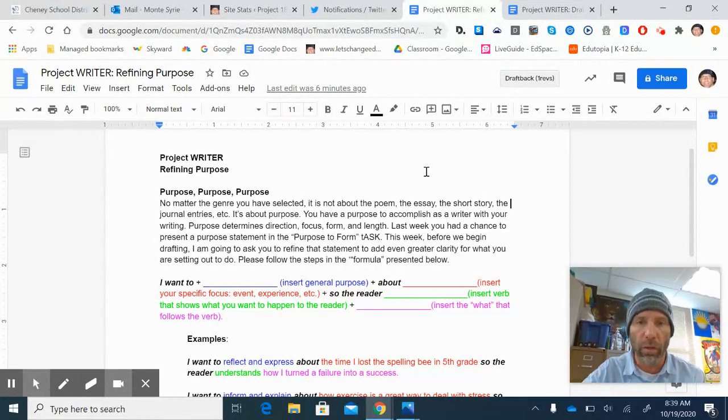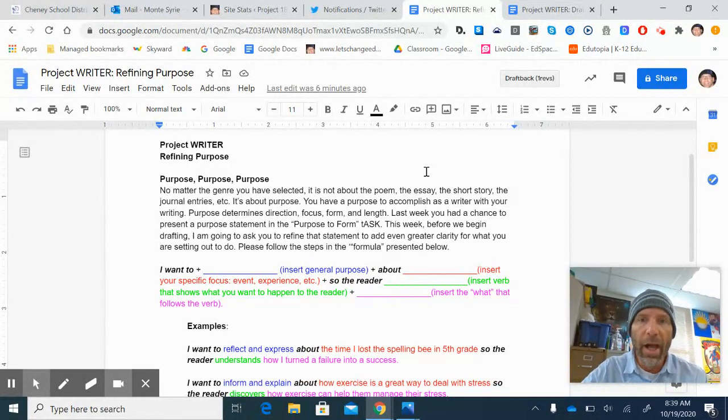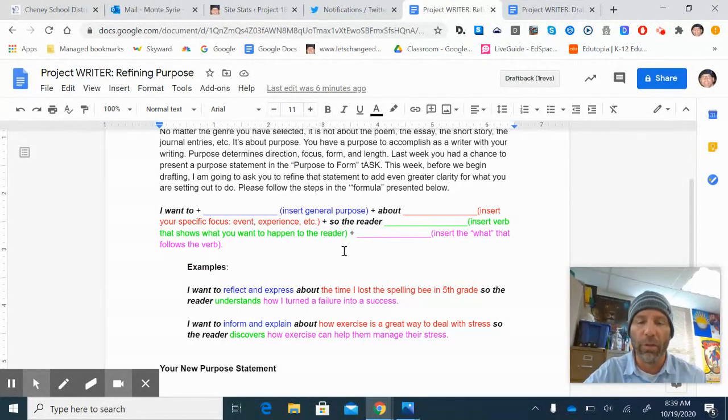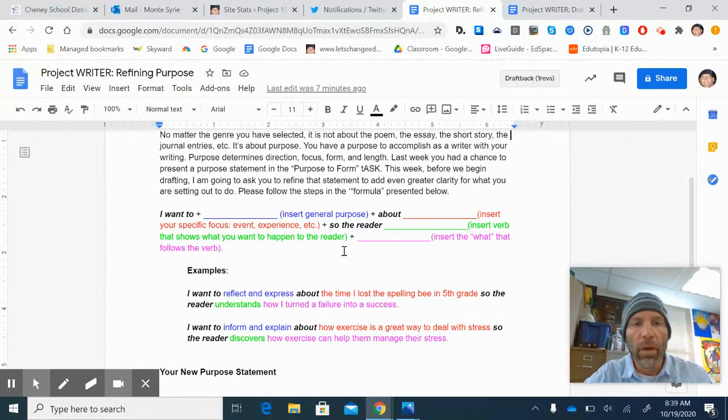So, what I've tried to do is to come up with a formula. All right. And it might look complicated initially, and I'm sorry for all the colors of the rainbow here, but again, I was trying to make this as user friendly as possible. Hopefully, I accomplished that. If I didn't, reach out to me and I'll do a better job of clarifying. All right. So, basically, this is what I want you to do. I want you to begin with the three words I want to. Then I want you to insert your general purpose.